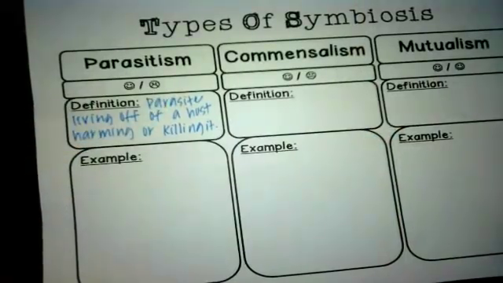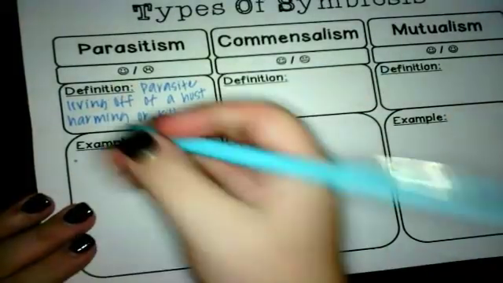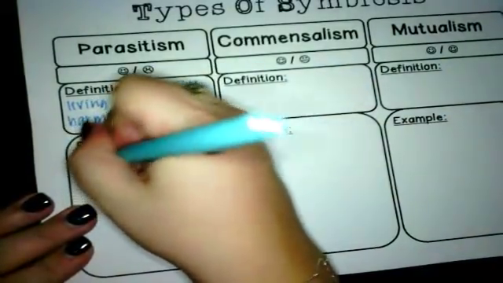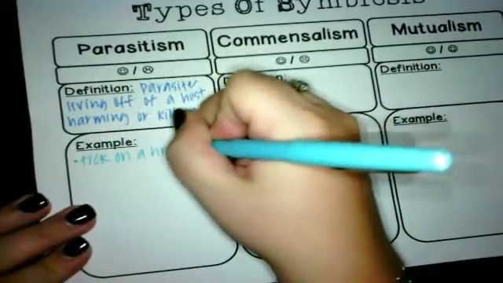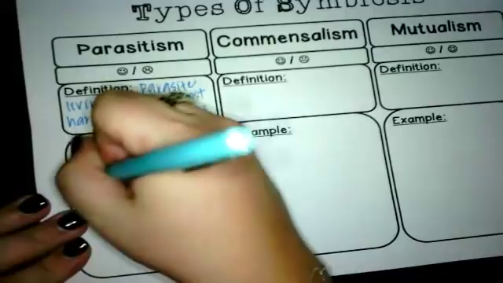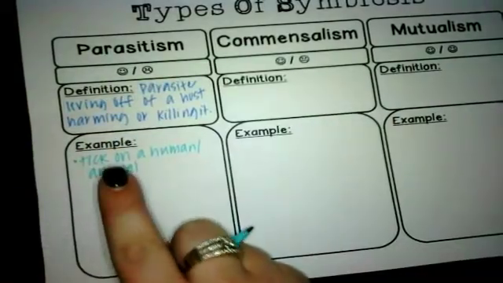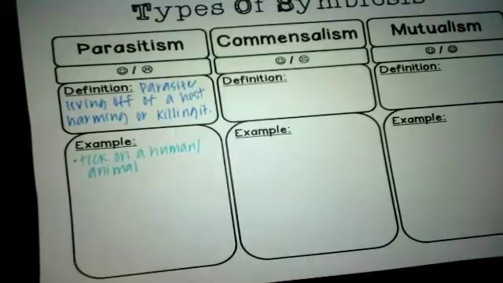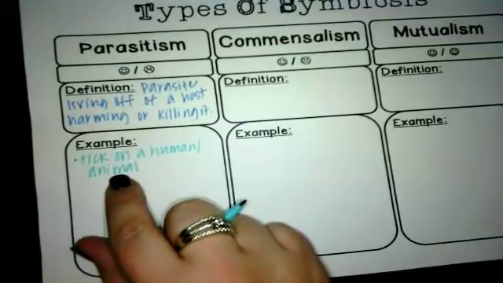So a pretty simple example of parasitism, one that you're probably all familiar with, is a tick on a human or animal. Okay, so a tick attaches to you or to an animal and kind of sucks the blood out. Ticks also carry bacteria and diseases and stuff like that, so they can be a really nasty parasite. But the bottom line is that they're going to kind of pull blood.